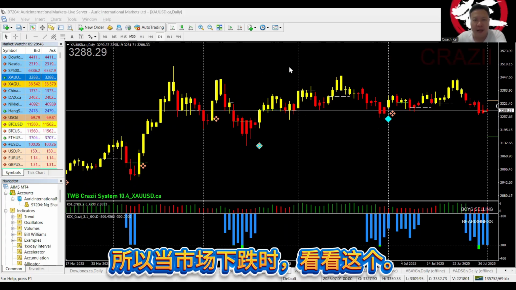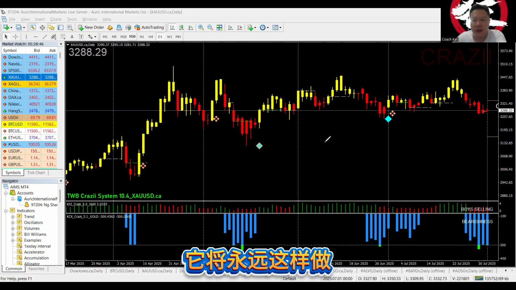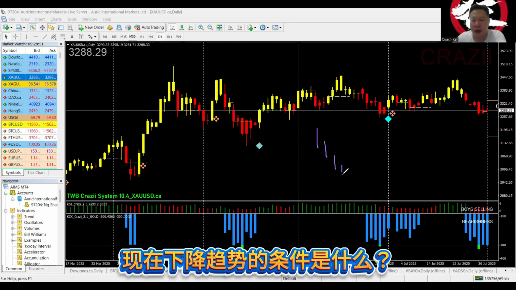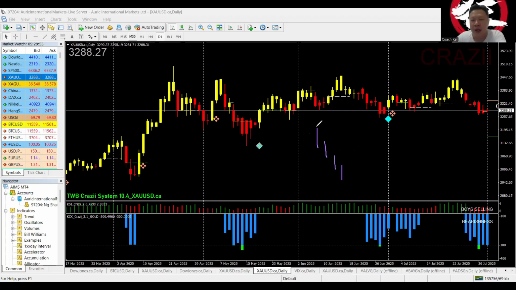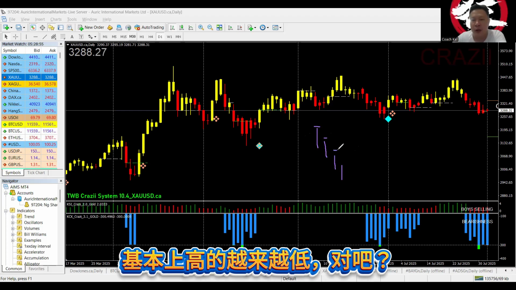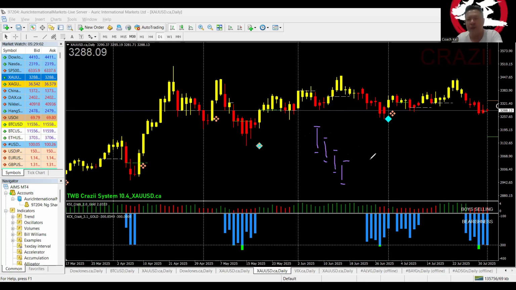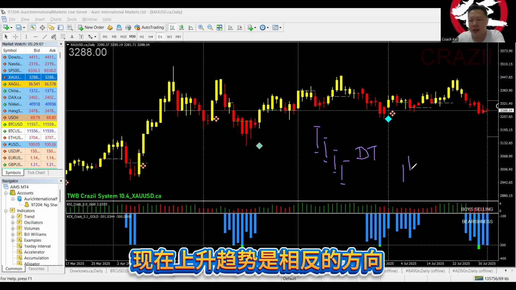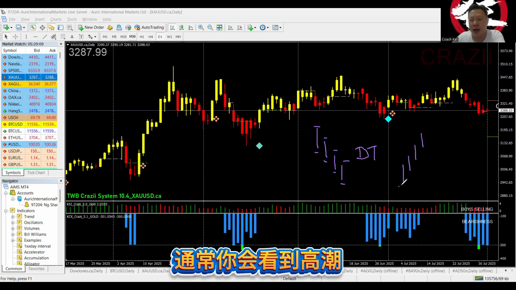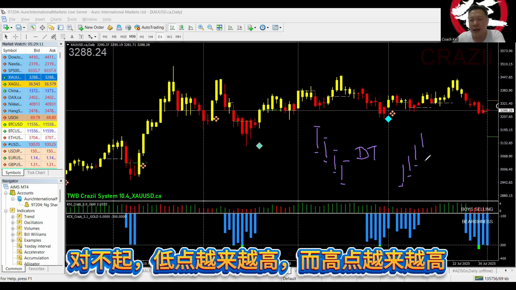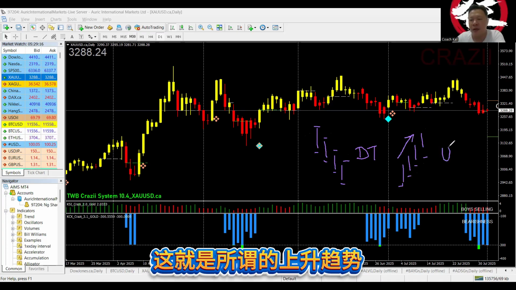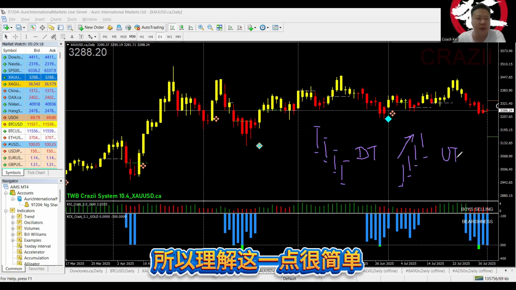When a market is coming down, it will always be getting lower and lower and lower, right? Now, what is the condition for a downtrend? Basically, the high gets lower, right? The low also gets lower. So this is a typical downtrend, okay? Now, the uptrend is the opposite direction, whereby usually you see the low gets higher while the high increases. And this is called the uptrend. Okay, so it's very simple to understand this.